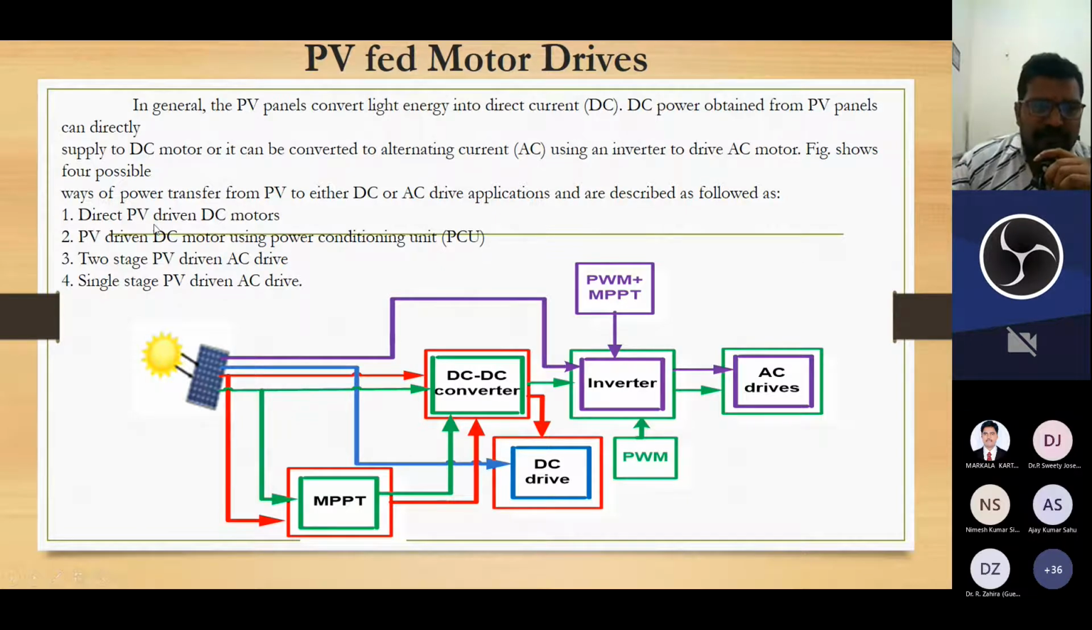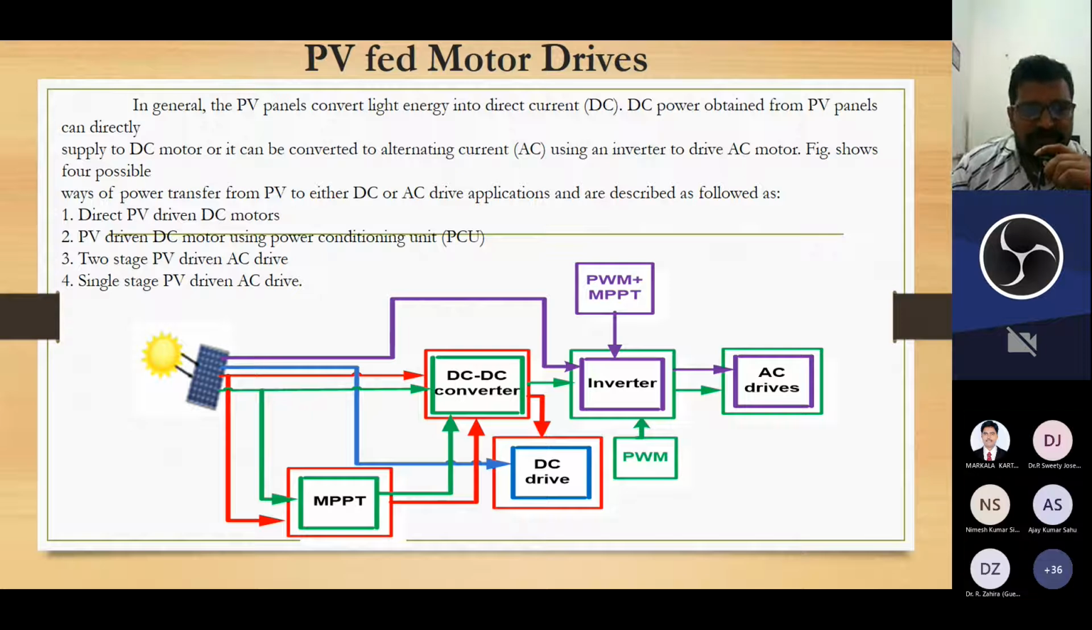Those are, first, direct PV fed to the DC motor. As we know, the power from the PV system is DC, so whatever DC power is available is supplied to the DC motor. Whenever power is available, the DC motor will be on. If the PV power is not available, the DC motor is off.